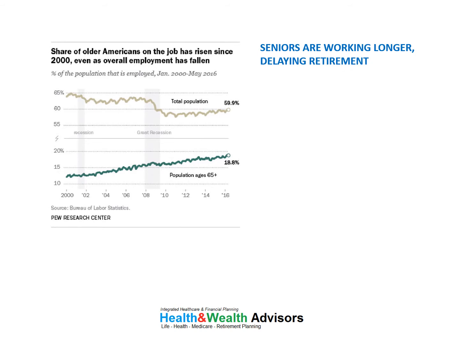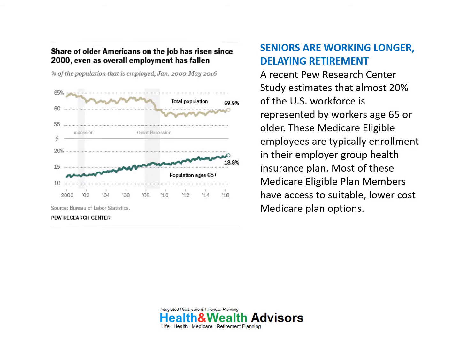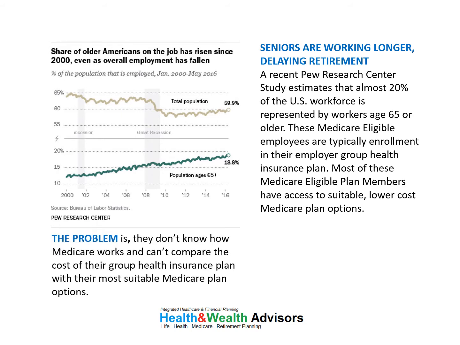A growing number of Americans are working after age 65 for a variety of reasons, including good health, the need for income, or to maximize future Social Security benefits. A recent Pew Research study estimates that almost 20% of the U.S. workforce is represented by workers age 65 or older. These Medicare-eligible employees are typically enrolled in their employer group health plan. Most of these Medicare-eligible plan members have access to suitable cost-saving Medicare plan options. The problem is they don't know how Medicare works and can't compare the cost of their group health insurance plan with their most suitable Medicare plan options.